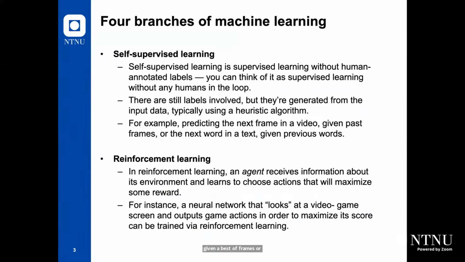On the other side, there is something called reinforcement learning, and reinforcement learning is an exciting area, in fact. So in reinforcement learning, we have an agent, we call it an intelligent agent, and this intelligent agent could be a robot, in fact. It will receive information about its environment, and it will try to learn how to choose actions that will maximize some reward.